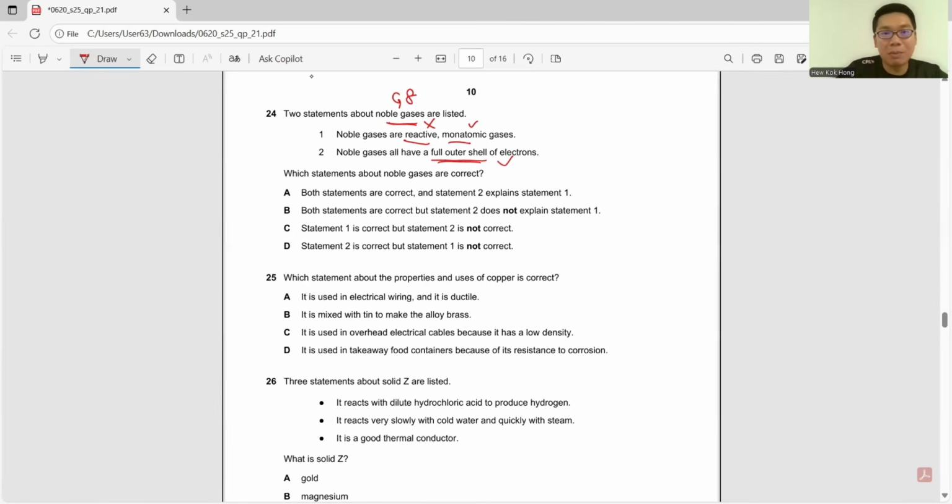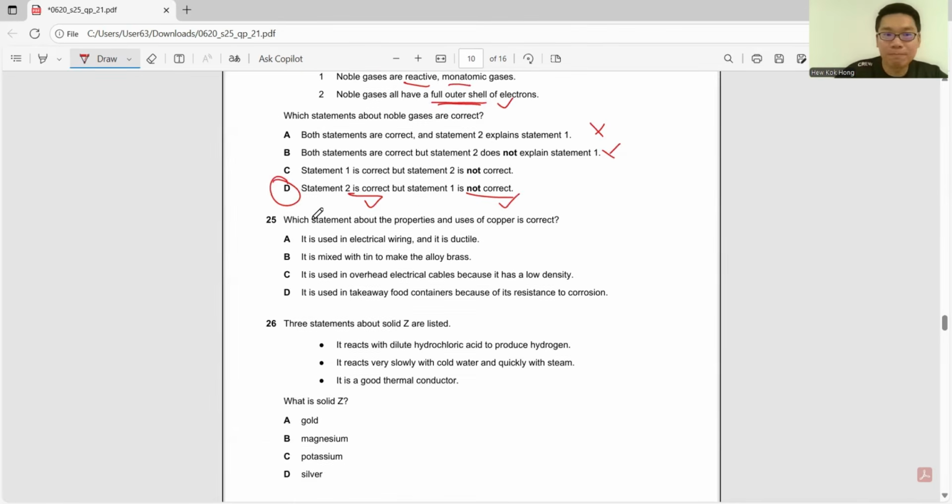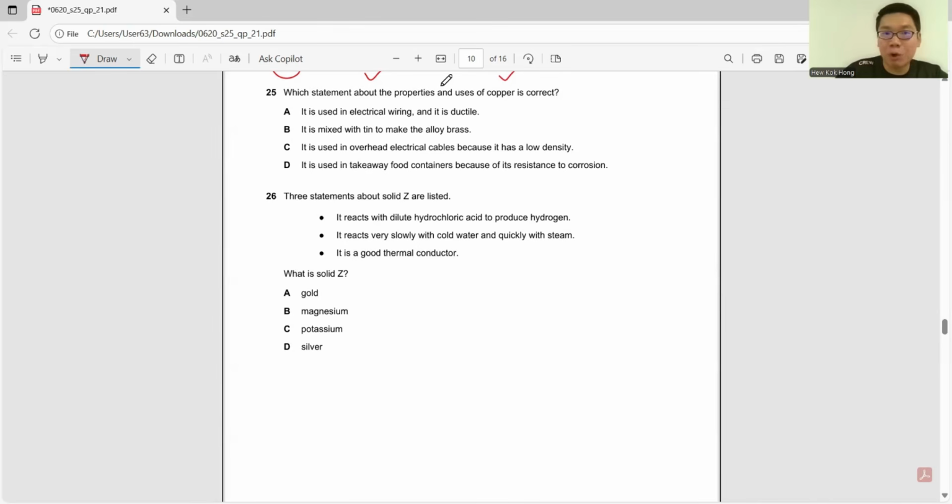Yes. Which statement about noble gas is correct? Both statements are correct. No. Statement 2 is correct. Statement 1 is not correct. D.